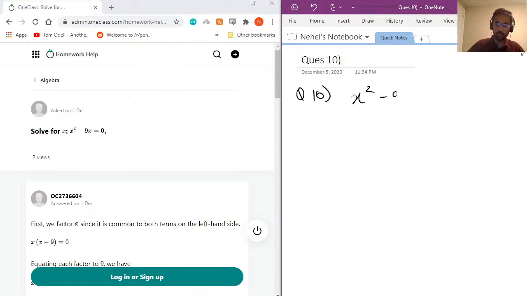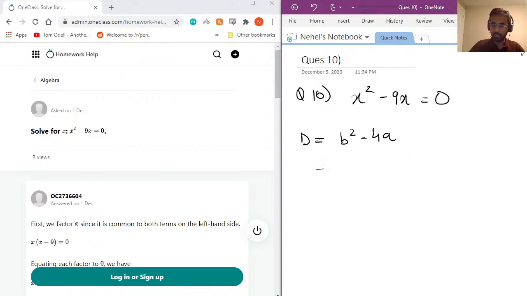x squared minus 9x equals 0. So just something which we can test out, even though this question in itself is fairly straightforward, is the determinant thing which we learned today. So we said the determinant is equal to b squared minus 4ac, and we have two distinct real roots if this is greater than 0.